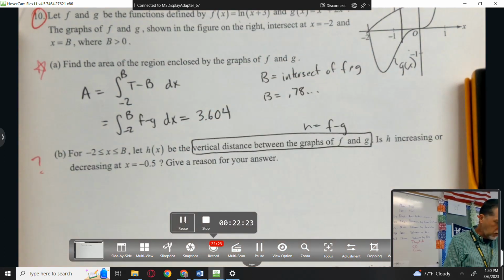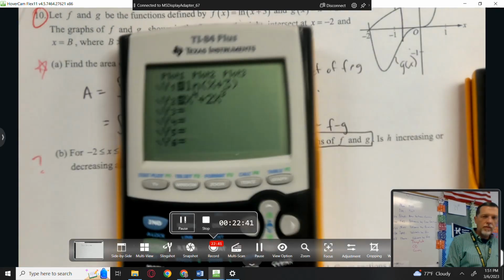So I'm going to switch to a calculator that'll at least look pretty for me. Natural log x plus 3. Okay, there we go. Better.